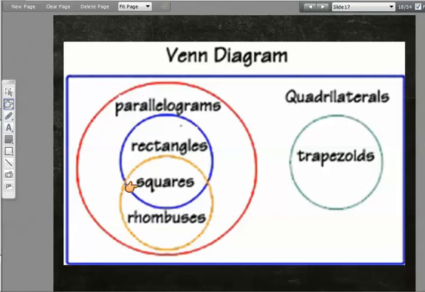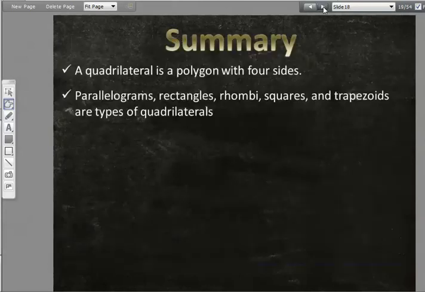So, and then here's a square. It's inside the rectangle circle. It's inside the rhombi circle. Okay, so squares have all the properties of rectangles and rhombi. Rhombi, squares, and rectangles have all the properties of parallelograms. Okay, that's how it works. Summary: a quadrilateral is a polygon with 4 sides. Parallelograms, rectangles, rhombi, squares, and trapezoids are all types of quadrilaterals.